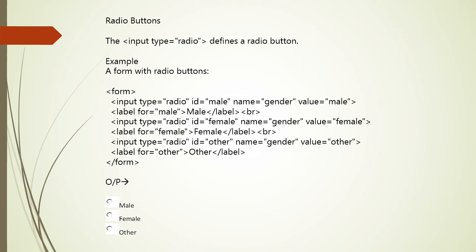Consider how to create radio buttons. Define it this way: input type equals radio. Radio buttons let the user select one of a limited number of choices.